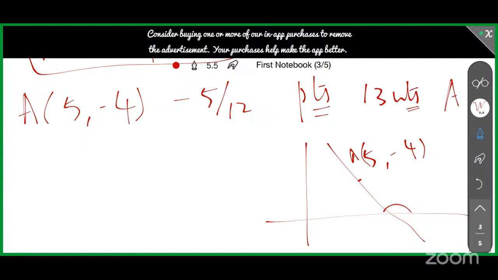First of all, what is given? The slope is given. What is the slope? M is equal to -5/12. Yes or no? Yes, sir.